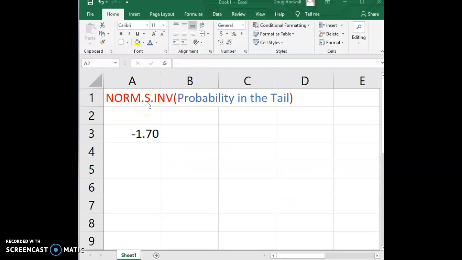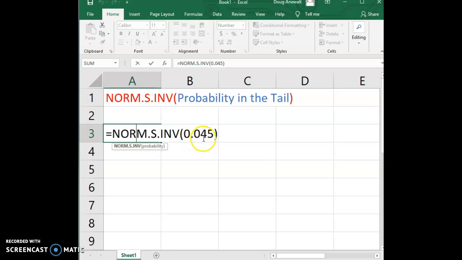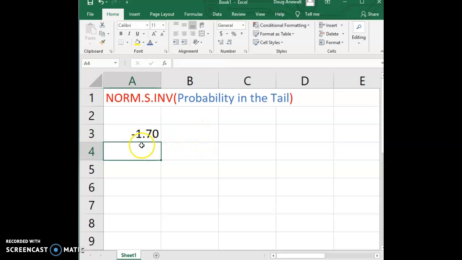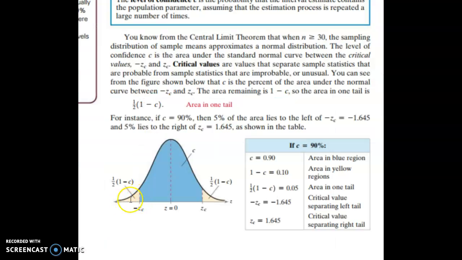And we can use this formula in Excel to find the critical value associated with a specific probability in the tail. So if we want there to be 4.5% in the tail, write that as a decimal, 0.045, and it gives us the critical value we need so that there's 4.5% in that tail, 4.5% in that tail, 9% total in the tails, and 91% in between the two critical values.